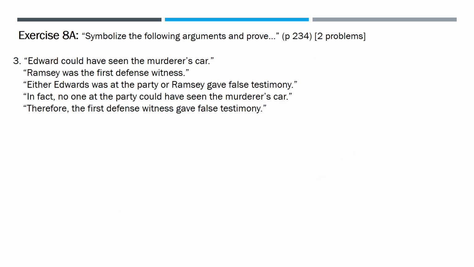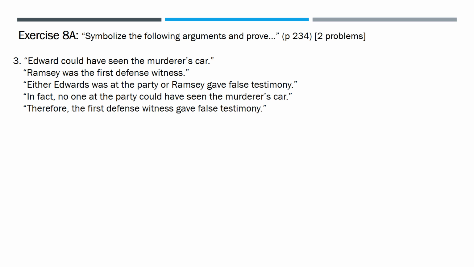Here's a good one. Edward could have seen the murderer's car. Ramsey was the first defense witness. Yet either Edward was at the party or Ramsey gave a false testimony. Yet in fact, no one at the party could have seen the murderer's car. Therefore, the first defense witness gave false testimony. All right. Seems valid intuitively, but let's prove it.